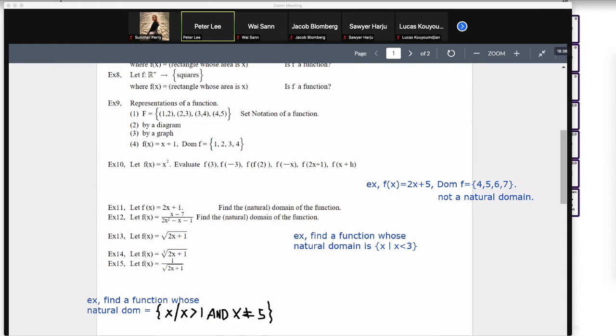So what is the domain? Domain is a set of all the numbers which are bigger than 1, but it cannot be 5. So on a number line, basically, what would that be? That would be 1 here, and then this is 5 here. The domain is all the numbers between 1 and 5, and all the numbers bigger than 5. So this is now the domain. It's basically all the numbers which are bigger than 1, but x is not 5.